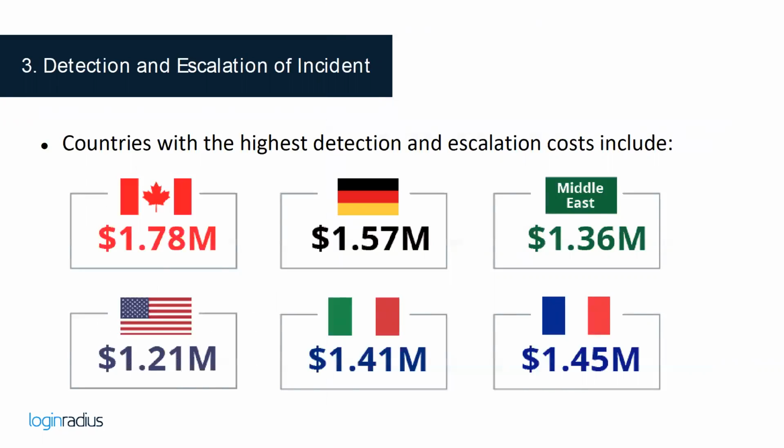And also, again, just breaking that down a little bit, we can see the countries here with the highest detection and escalation costs. And again, kind of bringing it more on a global scale, you can see that these data breaches, they're not differentiated by region, right? We can see countries here with those high costs from all across the globe and different continents.